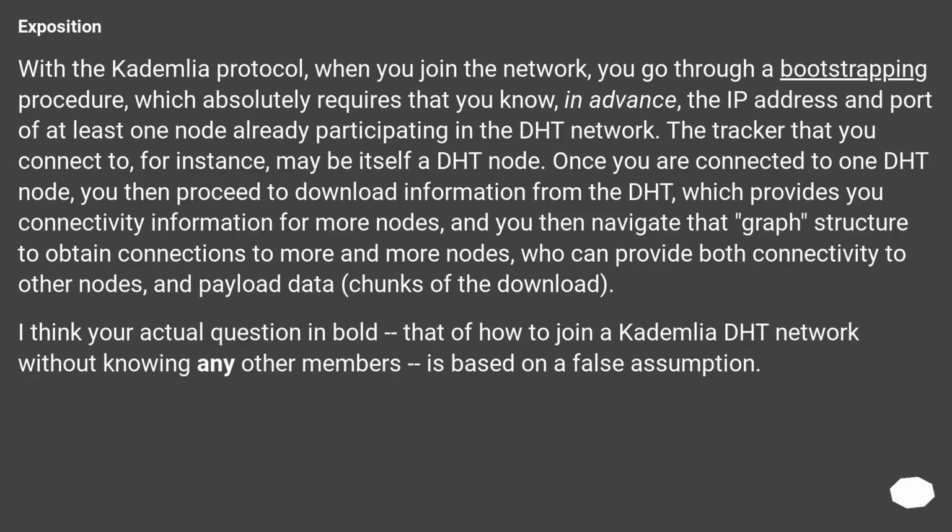Once you are connected to one DHT node, you then proceed to download information from the DHT, which provides you connectivity information for more nodes, and you then navigate that graph structure to obtain connections to more and more nodes, who can provide both connectivity to other nodes, and payload data, chunks of the download.